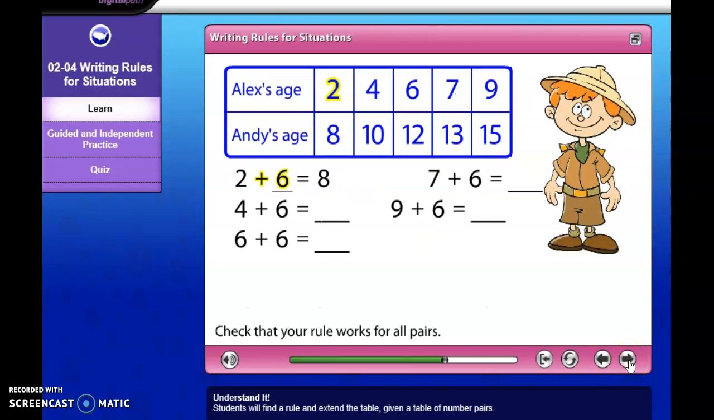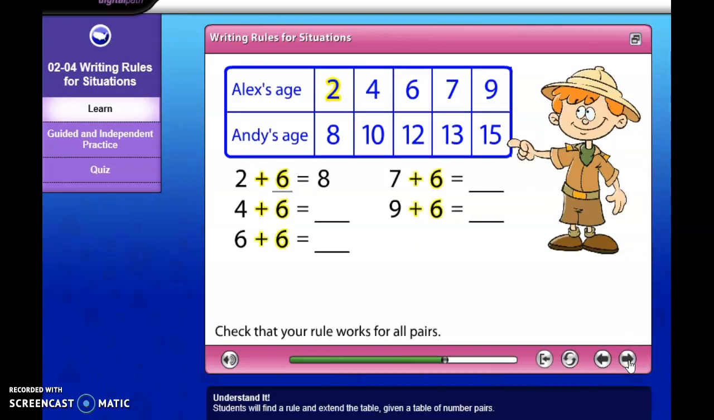Check that your rule works for all pairs. Do you notice the +6? What's highlighted in yellow is your rule. It's always the same.